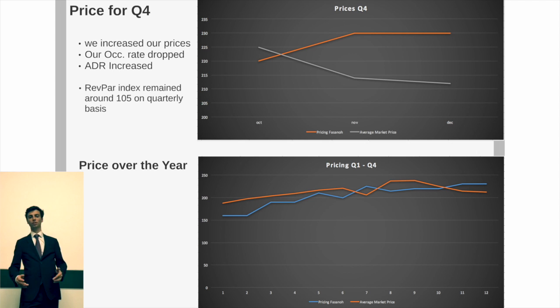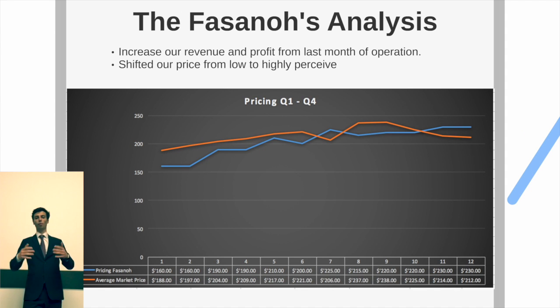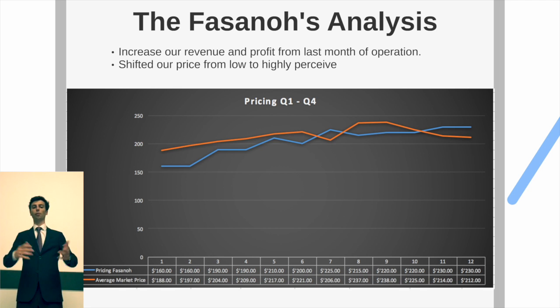Moreover, our investment strategy worked very well as we maintained and improved the quality of our facilities as well as shift our price from low to highly perceived. Setting our prices above the average led us to increase our revenue and profit for the last months of operation.